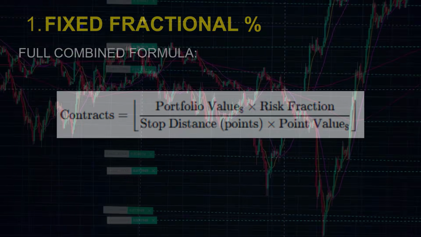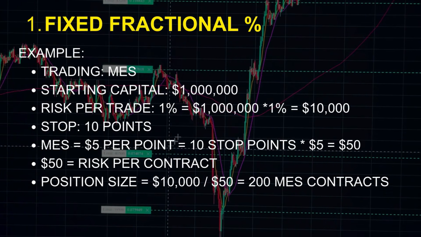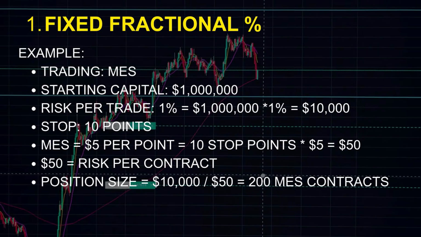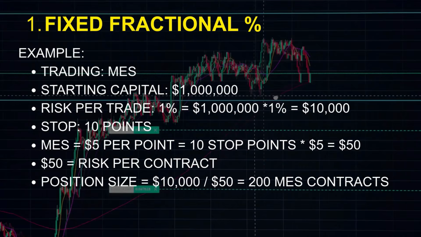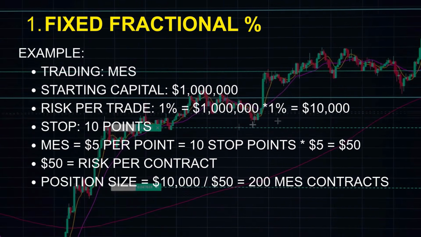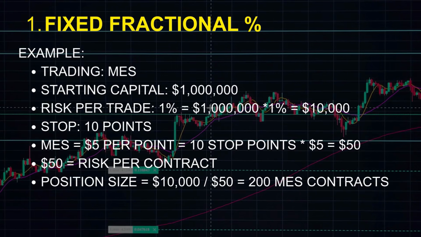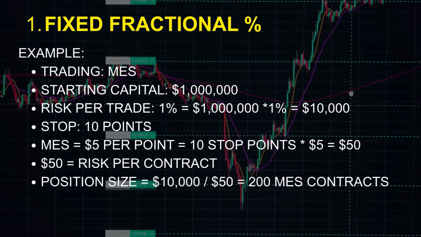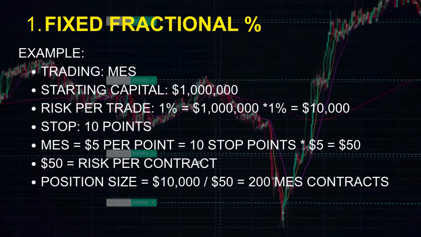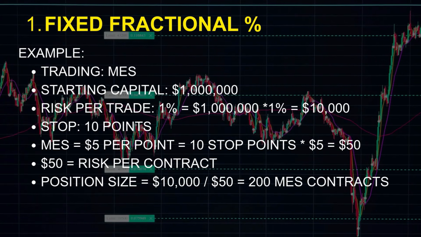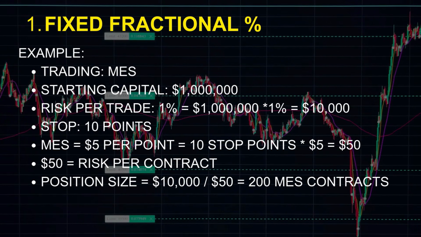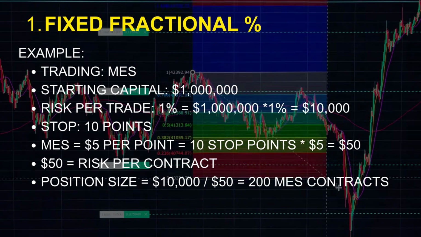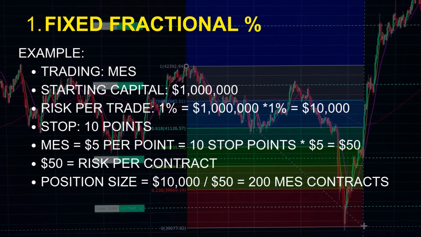for our futures contract that we are trading. Quick example, trading MES, which is the micro S&P 500 contract. We've got starting capital of $1 million. We want a risk per trade of 1%. That gives us a risk per trade of $10,000. Our stop is 10 points on this trade, and we know that every point move on the MES is $5. So that's $5 times 10 points, which gives us $50 risk per contract. So the position size is $10,000 divided by 50, which equals 200 MES contracts that we would be trading.